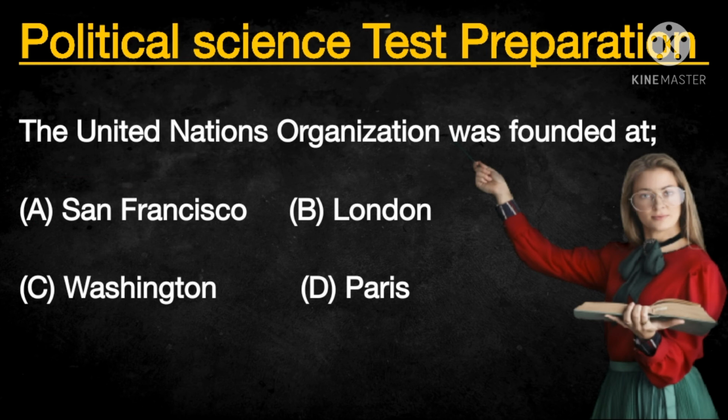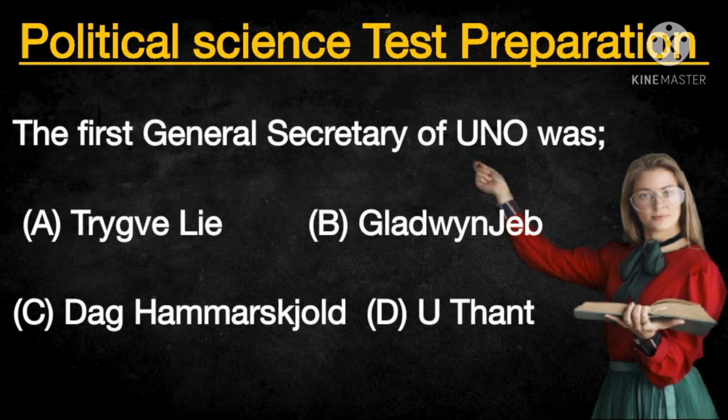Question: The United Nations organization was founded at A. San Francisco, B. London, C. Washington, D. Paris. Its correct answer option A, San Francisco.